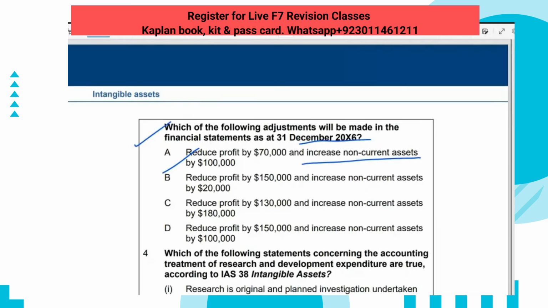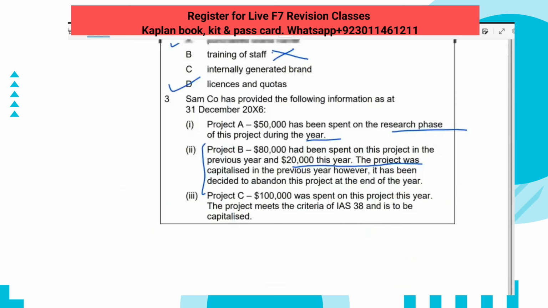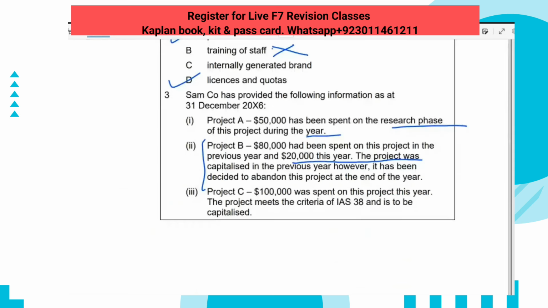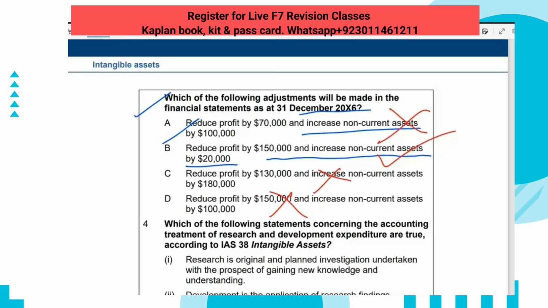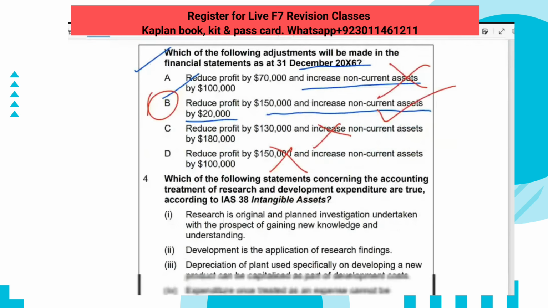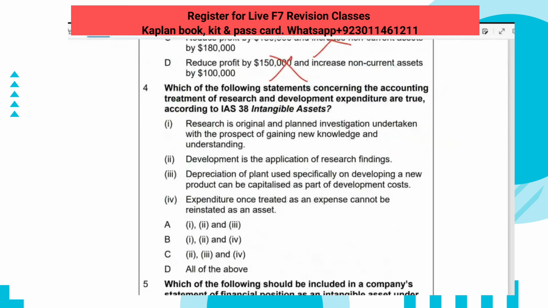So what was their requirement? Which of the following treatments should be done in your books of accounts? One is saying reduce profit by 70,000 and increase non-current assets by 100,000. No, it is not like that. So reduce profit by 150 and increase non-current assets by 20,000. So they will treat it in this way. In the books of account, they will reduce profit by 150 and increase the non-current assets by 20,000. Then C, reduce profit 130. No, it is not like that. Reduce profit by 150 and increase the non-current asset by, this is not the option. Only option B is the correct one under this treatment.